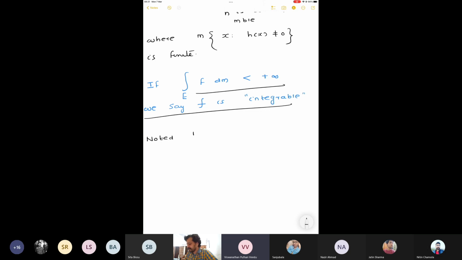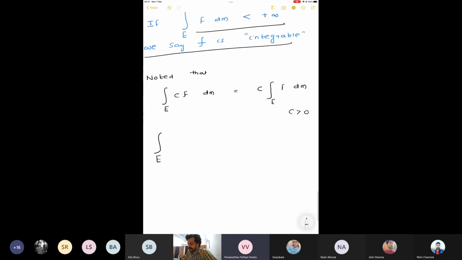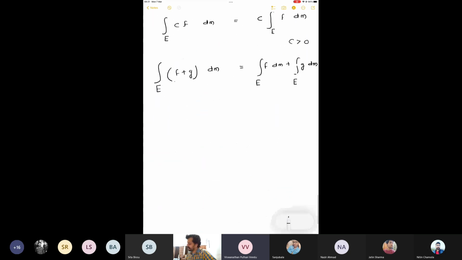And here also we noted that the integral over E of Cf dm is equal to C times the integral over E of f dm for all C greater than 0, and the integral over E of f plus g dm is the integral over E of f dm plus the integral over E of g dm. E could be of infinite measure, and f and g could be unbounded potentially. Okay. Once we have this, we can go for any function, not necessarily non-negative. And that was our last stage, level 3.